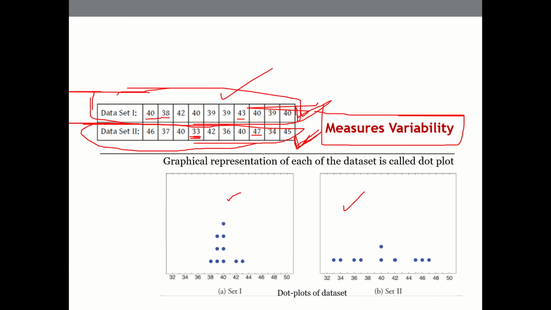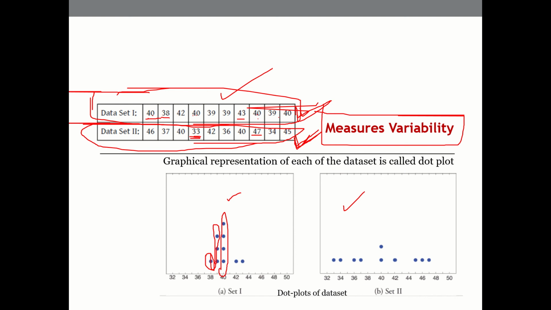But if you plot this, for example in data set 1, 38 occurs once. Then 40: 1, 2, 3, three of them are there. Then you have 4s: 1, 2, 3, 4.